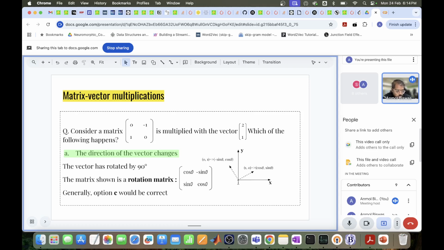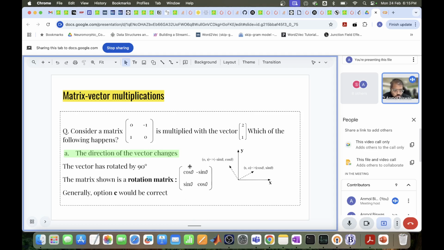Similarly, if you consider the unit vector along the y-axis, that is (0, 1), and you apply a theta rotation to it, the resultant vector will be (minus sin theta, cos theta), right? So the y component will be cos theta, and the x component will be sin theta in the negative direction, right? So (1, 0) will give you (cos theta, sin theta), and then (0, 1) will give you (minus sin theta, cos theta).